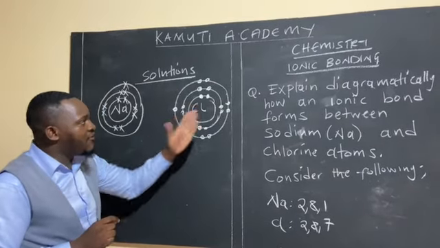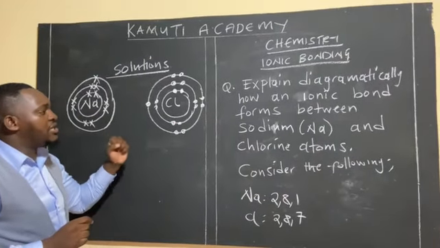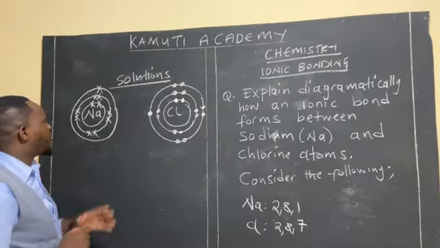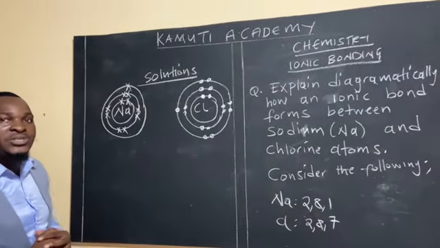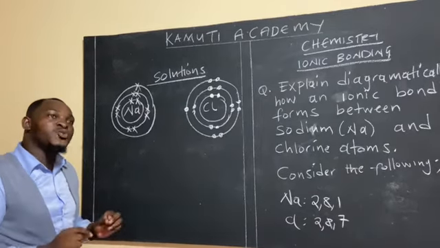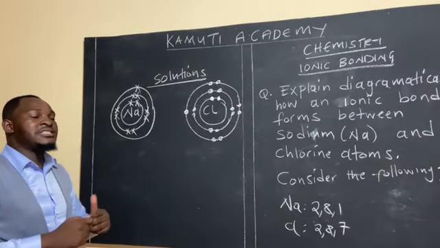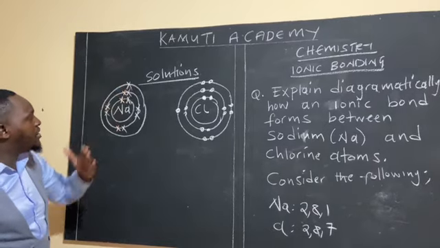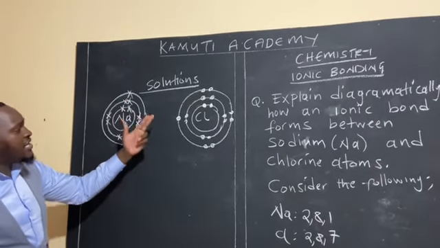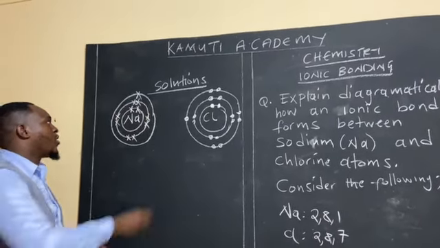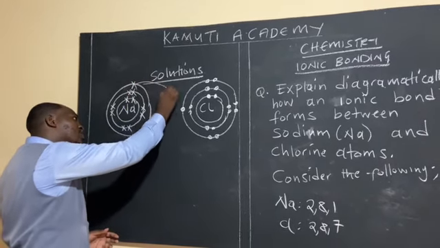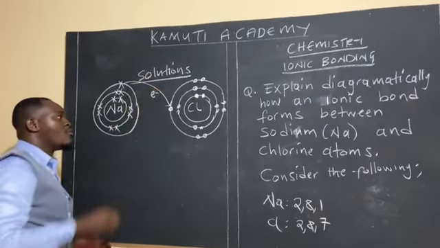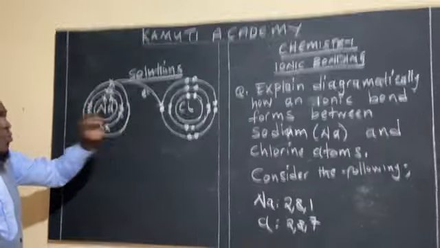Here it has 7. In order for it to be stable, it should have 8 electrons. Sodium does not need any electron because a metal does not gain, it donates. So sodium should lose this 1 electron so that it can be gained by the chlorine. Look at what will happen. There will be a transfer of electrons. So this one electron will move there.